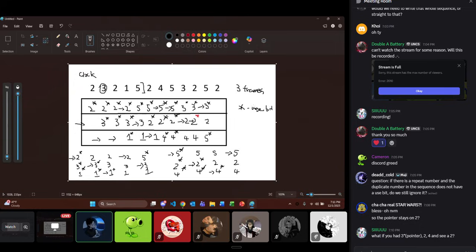What if you had 3 pointer, 2, 4, and see a 2? Yeah. So somebody just asked if there is like. Okay, I'll just write this down real quick.